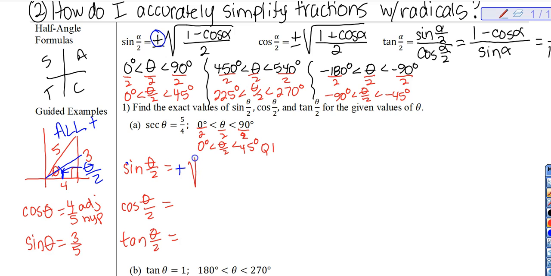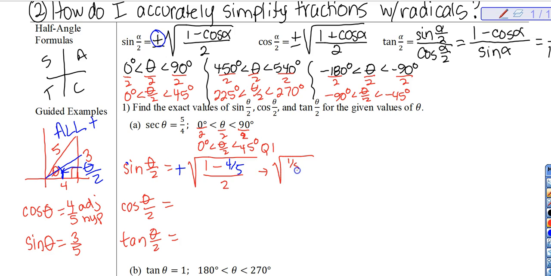So I'm going to plug in 1 minus, what's my cosine of theta? 4/5, all over 2. I'm just plugging the value of cosine theta, which is 4/5, into my formula, and now I'm going to simplify this radical. So as I move forward, what's 1 minus 4/5?